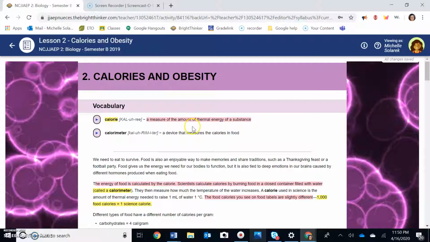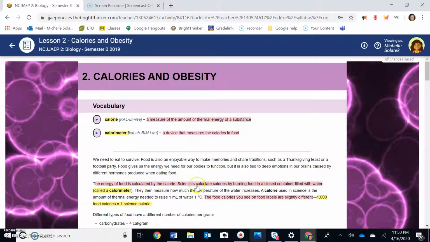So, a measure of the amount of thermal energy is a calorie. Now, I should have done this even though it's not in the questions. Actually, it kind of is in the questions, so let me just mark it 2 times for you. Okay, so this actually is in the questions too. So, a measure of the amount of thermal energy is calorie, and a device that measures the calorie is a calorimeter.